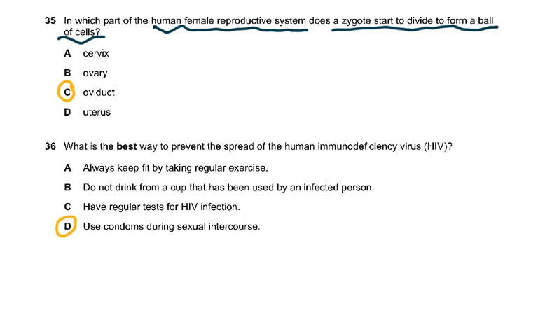It forms in the oviduct and then it divides into a ball of cells by mitosis and then will move towards the uterus and will implant in the uterus. And question 36. What is the best way to prevent the spread of the human immunodeficiency virus? The rest of it all is wrong. Keep fed, do not drink, have regular tests, no. Use condoms during sexual intercourse.